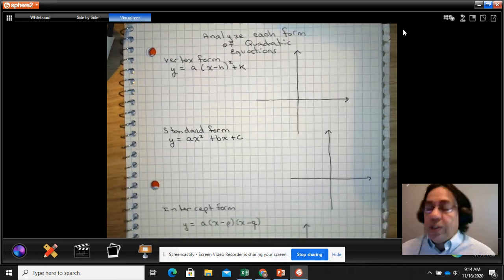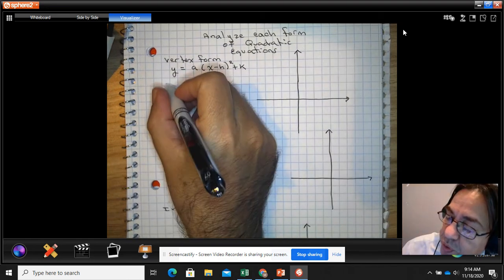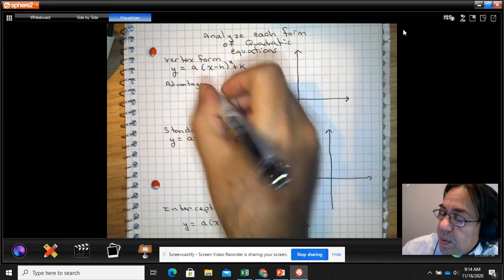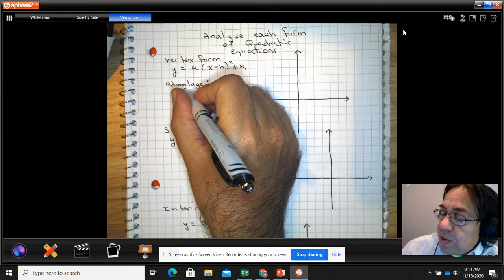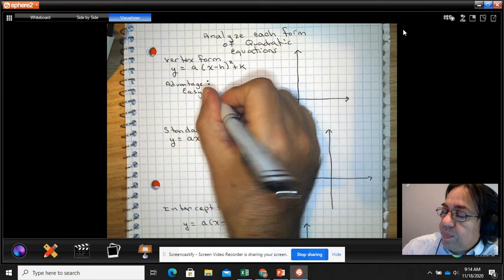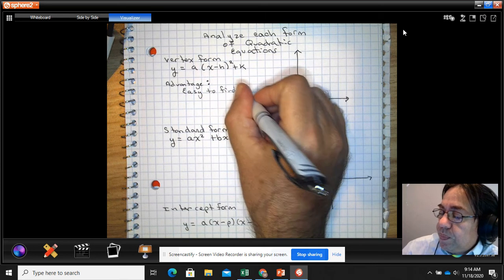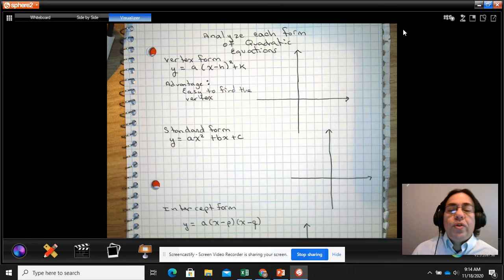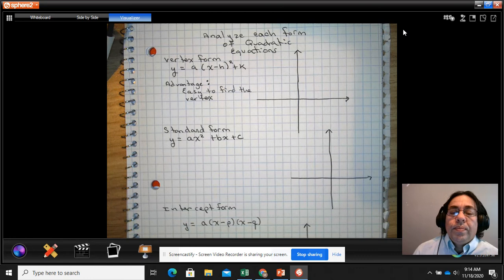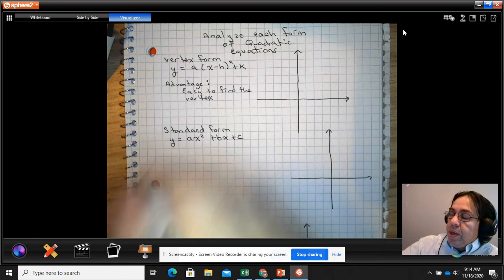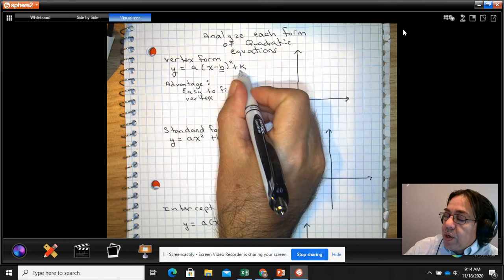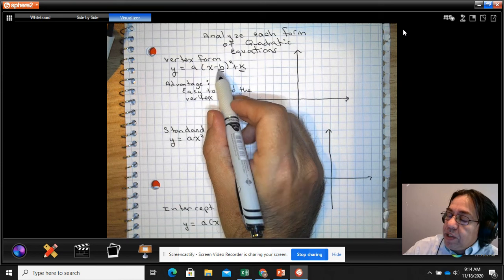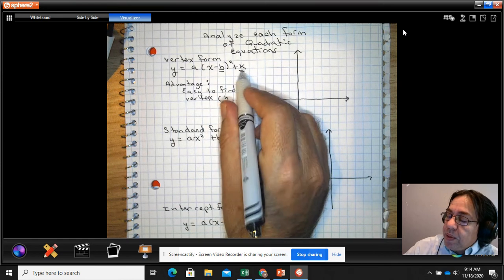Let's start off with the vertex form. The advantage to the vertex form is that it's easy to find the vertex. Why? Because the vertex is your h and your k. Some people say that the vertex is found at change the sign, keep the sign.